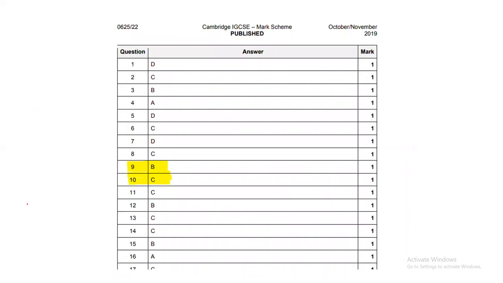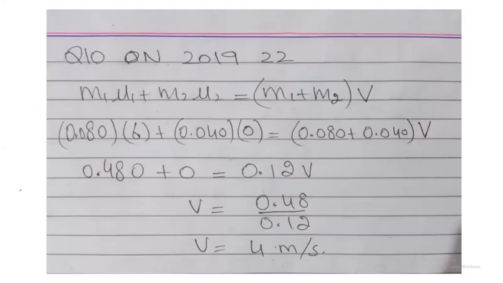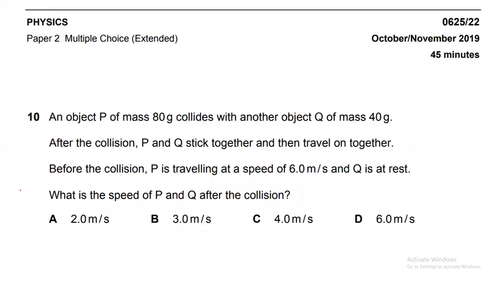Question number 9, B is the right option, sir. October, November 2019 paper 2. Question number 10, he says an object P of mass 80 gram collides with another object Q of mass 40 gram. After the collision, P and Q stick together and then travel on together. Before the collision, P is traveling at a speed of 6 meters per second and Q is at rest. What is the speed of P and Q after the collision?